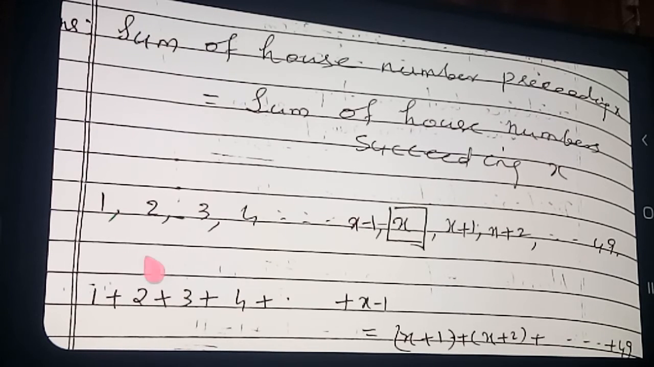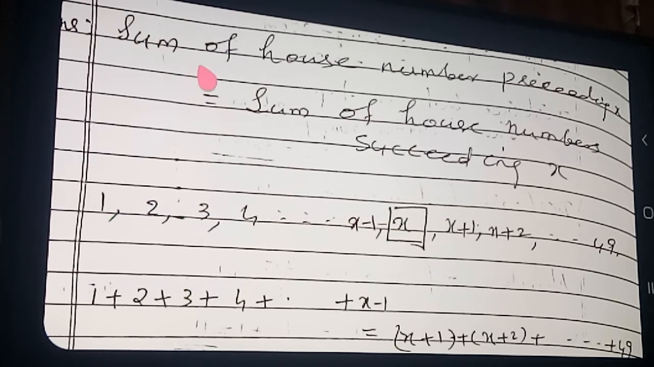You see here, the house numbers 1, 2, 3, 4. These are the house numbers, and here one house number is there. That house number is x. These are the preceding house numbers: 1, 2, 3, etc., up to x minus 1. And the succeeding house numbers are given here. Knowing x, how much is coming? After that we have x plus 1, x plus 2, etc., up to 49. For example, if x is 25, what will this be? 26, 27, etc. That will be the meaning.